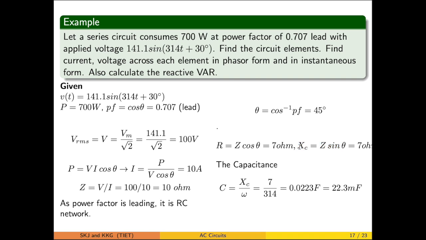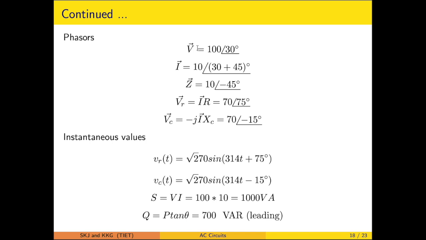Once this reactance is calculated, we can calculate the capacitance. Please be mindful that the reactance in a capacitive circuit, Xc, is equal to 1 upon omega C. So C is calculated. Now we also have to write the phasor expression for each individual component and also write the instantaneous form. As a reference, the given voltage is sine of 314t plus 30 degree. Whatever we obtained for the phasor will be summed up likewise. Current in an RC circuit is leading by 45. Original voltage was given with 30 degree reference, so the new current angle will be 30 plus 45.